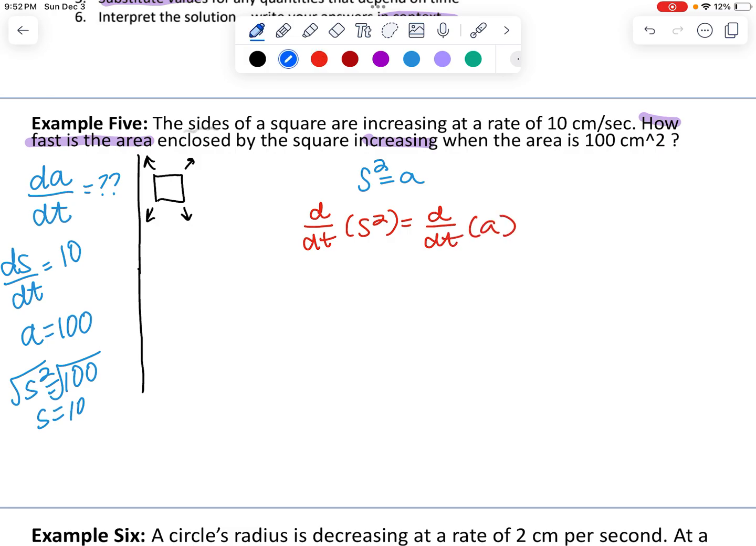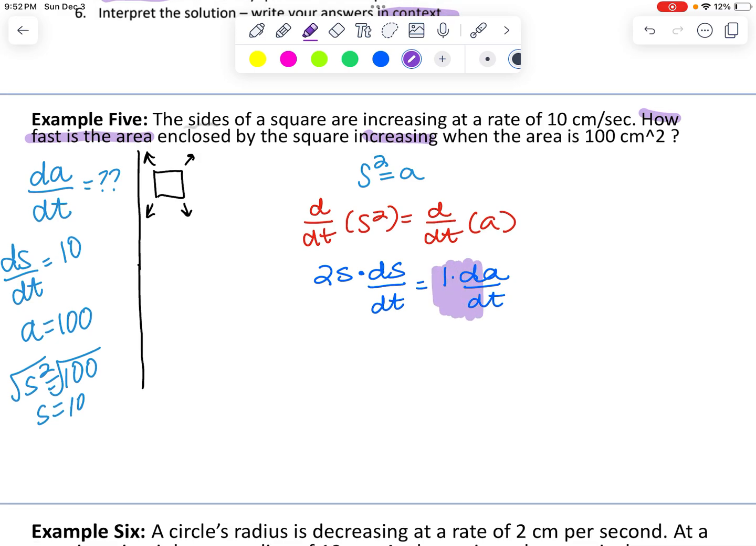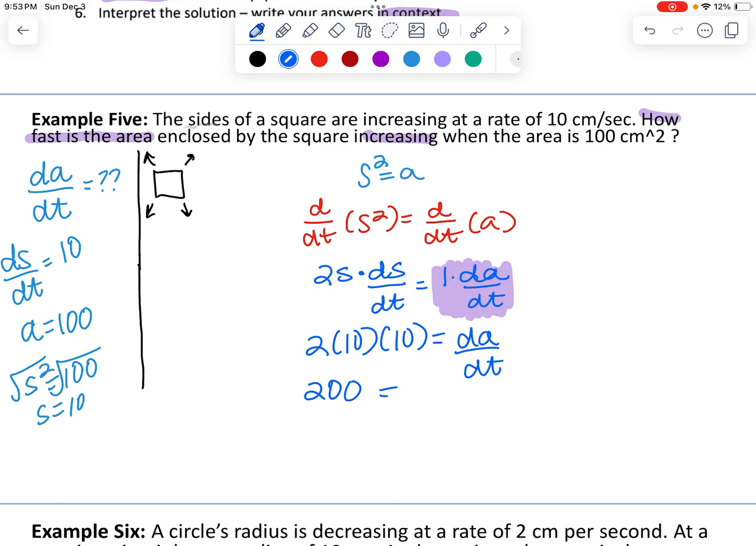And then the derivative of s squared is going to be 2s times ds/dt. And then the derivative of A is going to be 1 times dA/dt. And our goal is to figure out this piece of information. I already did all the work on the side because I know what all these things are. We figured out that the side length was 10, and that the change in the side length over time is 10. And then 1 times dA/dt is just dA/dt. 2 times 10 times 10 is 200 dA/dt.